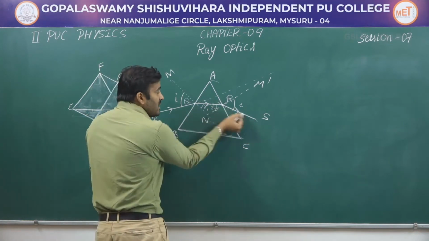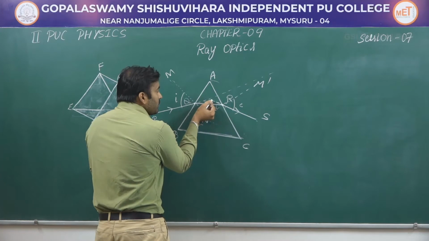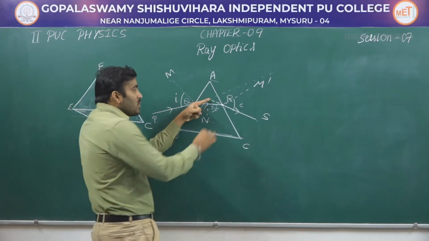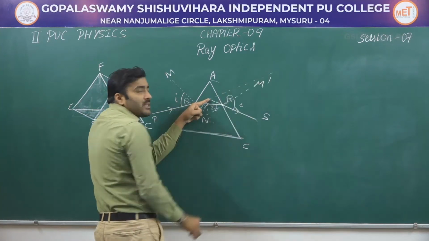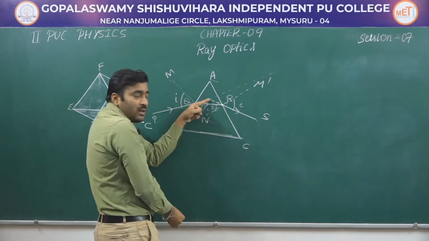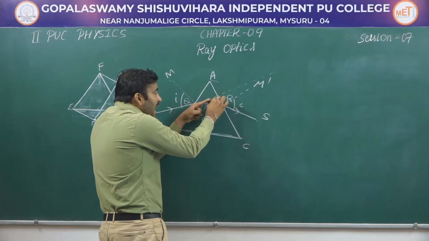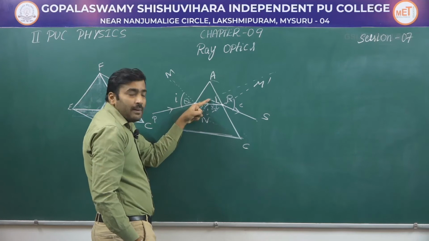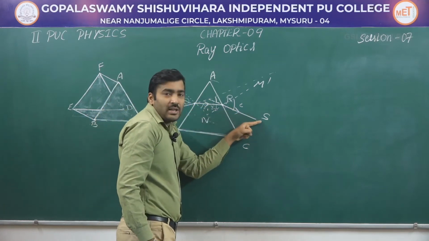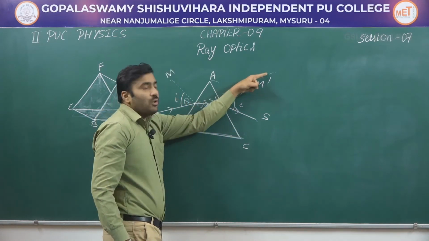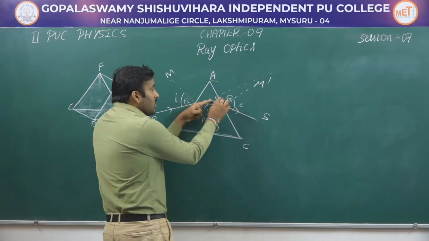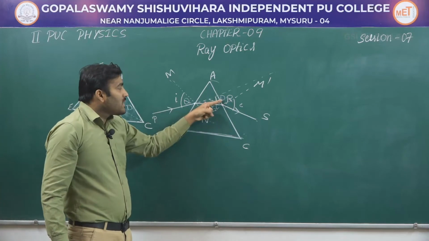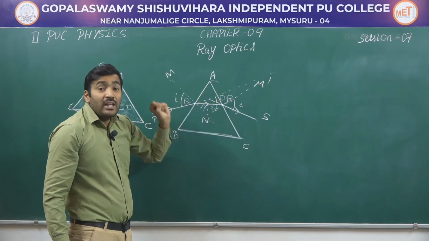So, if I retrace this emergent ray backward, it will join the actual direction of incident light here. This is the actual direction of the incident light and this is the emergent ray. Let me draw an angle between these two. What is that? The angle made by the emergent ray with the actual direction of the incident light. This is called the angle of deviation.